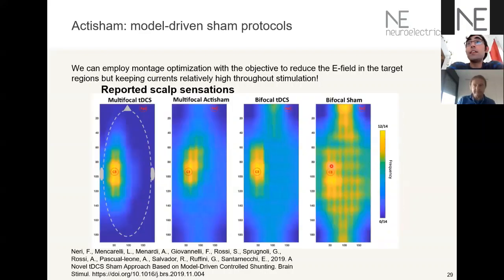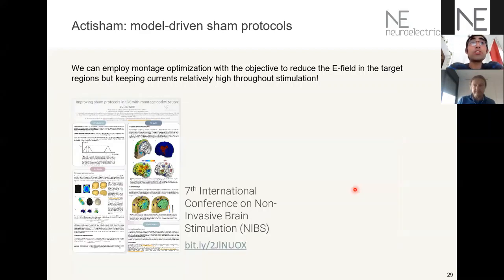And of course, with this protocol, the subjects reported that they felt sensory feedback very similar to the one they would get in the bipolar and the multifocal optimized active montage, whereas that wasn't the case in the sham protocol with the bipolar montage. Again, we have a poster where we describe this Actisham approach in more detail. This poster is available if you follow this link.